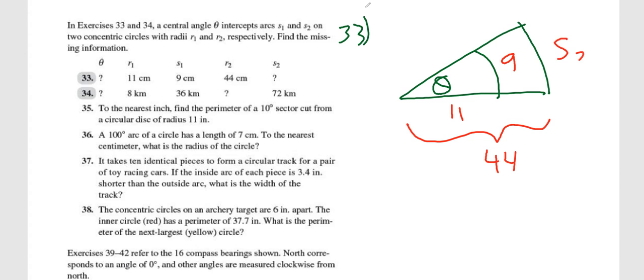Okay, so we don't know what the last one is, and we don't know what the angle is. So I'm guessing that I'm going to have to use the first one to find the angle. Then I can use that information to find the second arc length. Okay, and would you like to do it in radians or degrees? Degree? Okay, let's do degree.